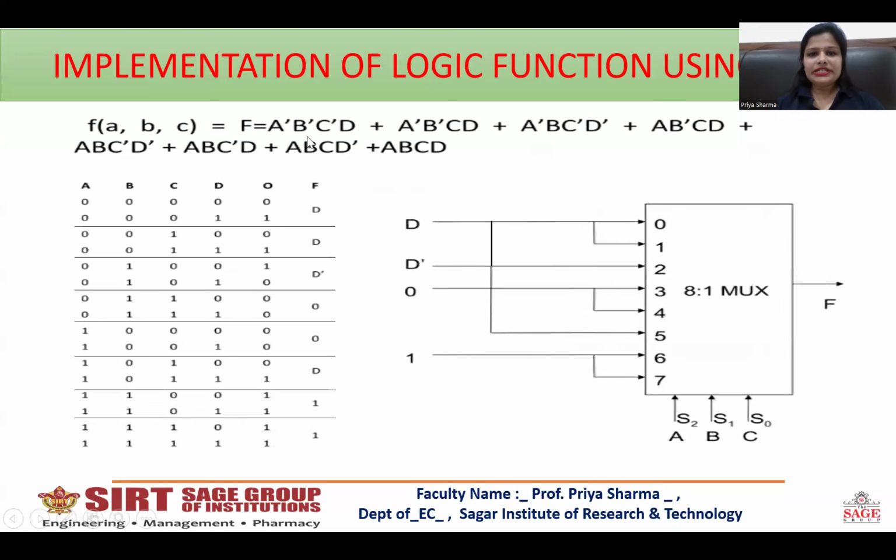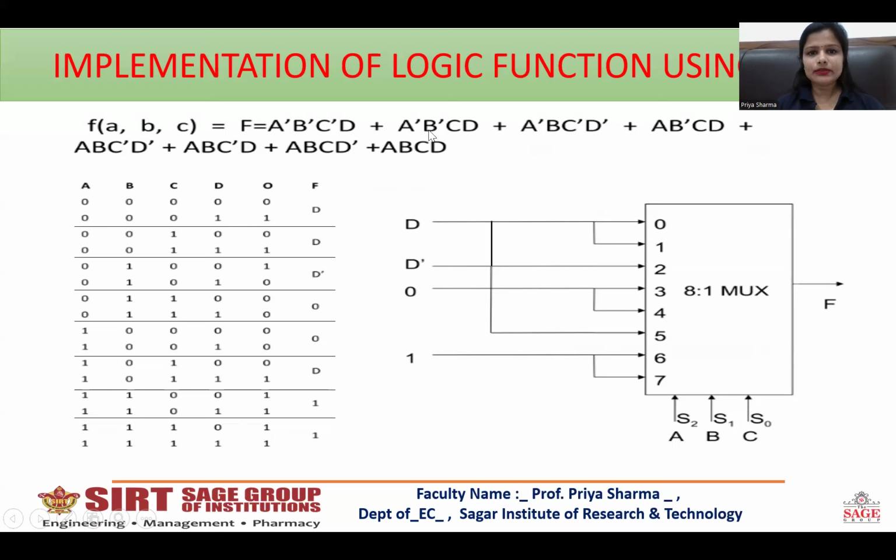This is one more question, which has four variables: A, B, C, D. So we would have to use a 16 cross 1 mux, but here it is written that you have to use an 8:1 multiplexer. So we have to take one of the selection lines as an input. A, B, C we have connected as selection lines, and D we have taken as an input. Again, A bar, B bar, C bar, D. That means 0, 0, 0, 1 is taken as 1.